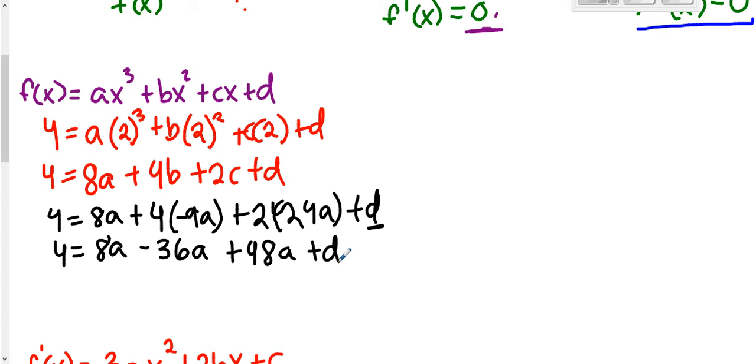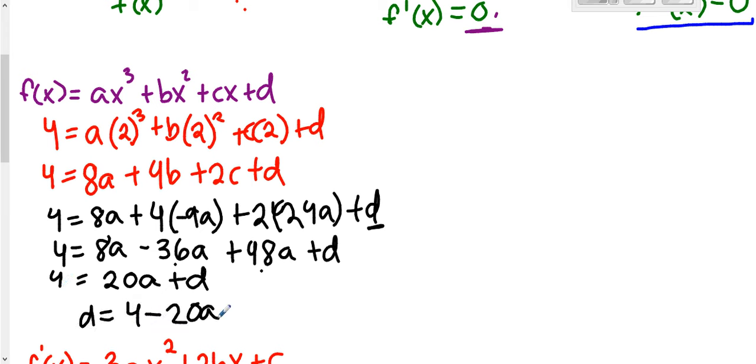Keep in mind you don't have a calculator for this problem, but we can think this through. 48 and 36, the difference between them is 12. So we have positive 12 plus 8, and we get 20a plus d is equal to 4. We're trying to get d alone, everything in terms of a. So d equals 4 minus 20a. Woohoo! Everything in terms of a.